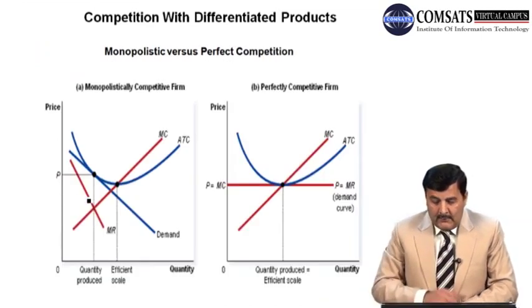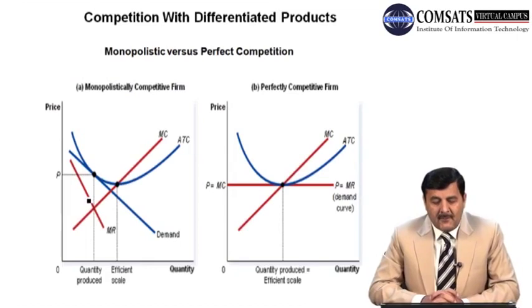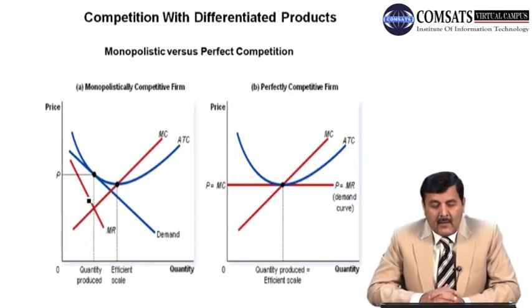So we can explain this situation and compare the two market structures, perfect competition and monopolistic competition, with the help of the diagram which you can see. There are two diagrams: in one we talk about perfect competition, which is B, and the other diagram is of the monopolistic competitive firm. As we know, we have a downward sloping demand curve and marginal revenue curve in case of monopolistic competition.